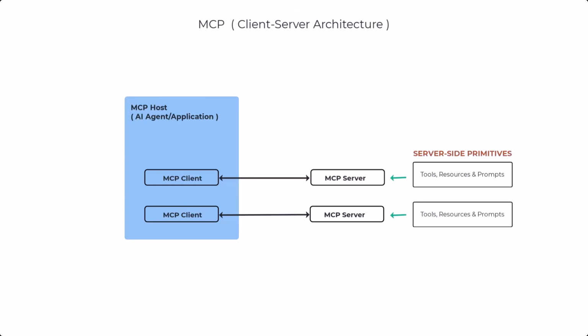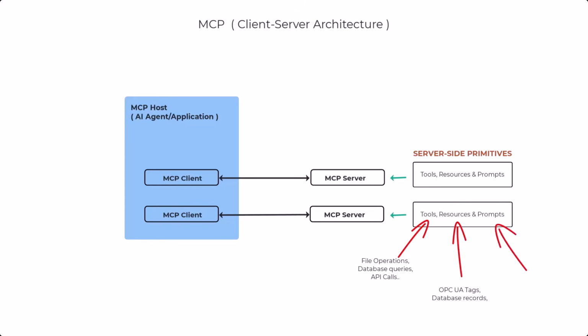There are server-side primitives, which is what the server exposes to the client. These consist of, number one, tools, which are executable functions that an MCP client could call, e.g. file operations, database queries, or API calls. Number two, resources, which are contextual data sources that may be of interest to any client. For example, OPC UA tags, database records, or some API responses.